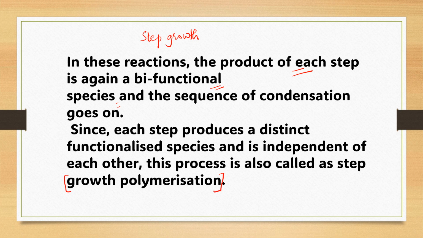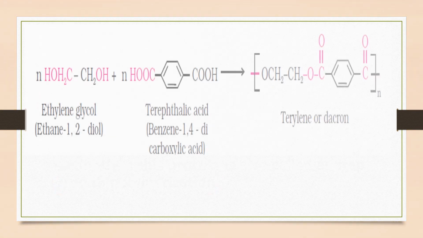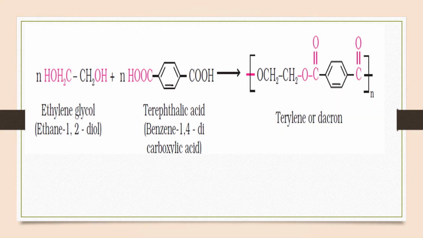Let's see through an example. Terylene or dacron. Here the monomers are ethylene glycol, that is the common name of ethane 1,2 diol, and terephthalic acid, benzene 1,4 dicarboxylic acid. In ethylene glycol, two functional groups are present, OH, OH, hydroxyl groups. And in terephthalic acid, COOH groups are present.